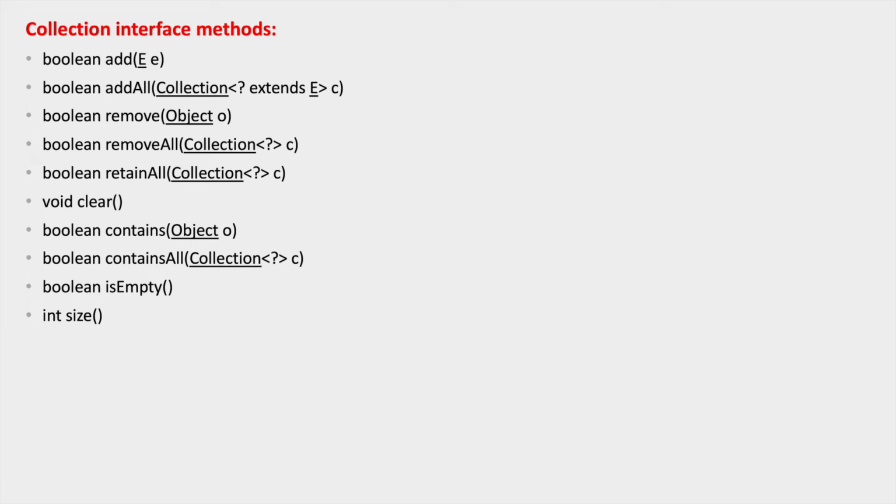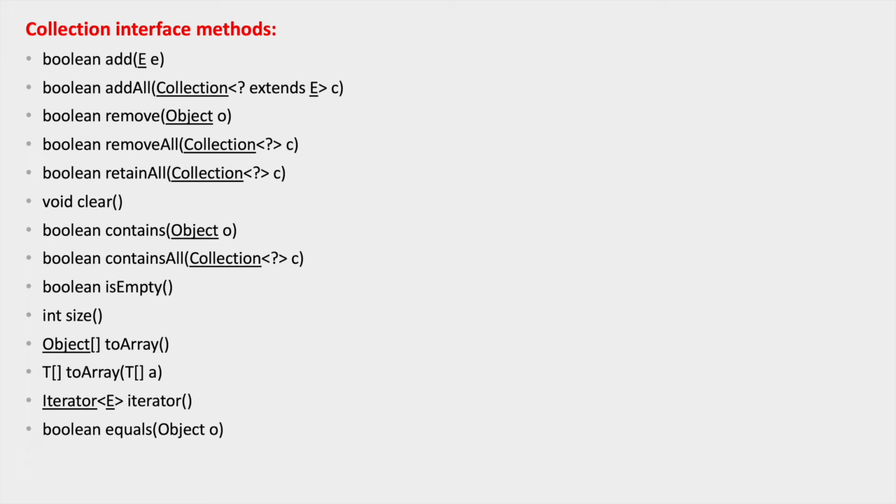By using size method, we can know how many elements or objects are in the collection object. To array. By using this method, we can convert the collection object into an object type array. To array, another method. By using this method, we can convert the given collection into the respective type of array. If you want to convert it to a different type, that time we will use this to array method. Iterator method. If you want to traverse the elements one by one, this method will be used. If you want to check the equality, that time we will use equals method.